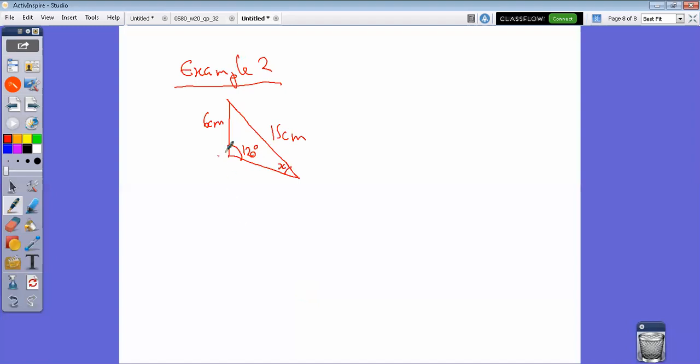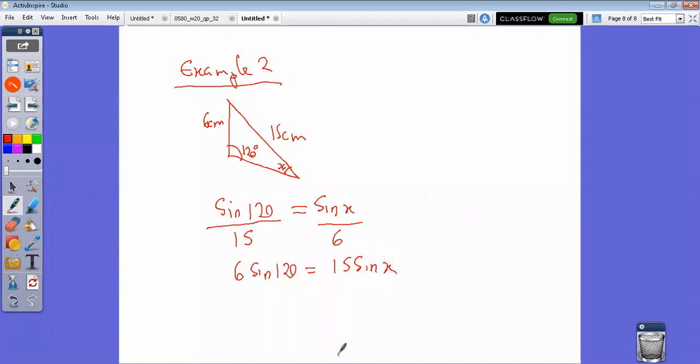So we've got pairs there: angle, and the side opposite that angle. So I'll say sine 120 divided by 15, this angle is opposite that side, is equal to sine of the angle we want to find, sine X, divided by 6, since that angle is opposite 6. Cross multiply, you get 6 sine 120 is equal to 15 sine X, like this. Clear?